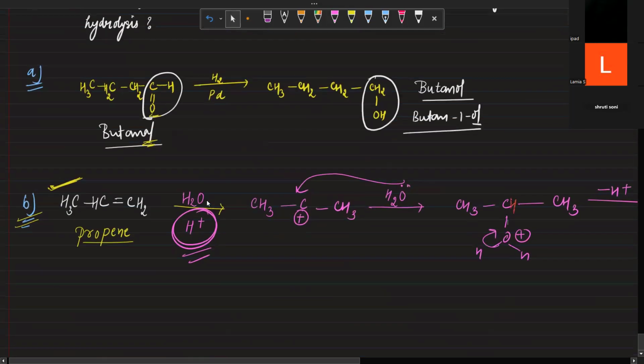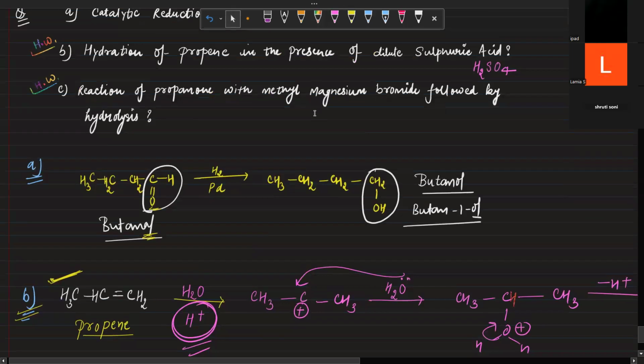Okay. Now tell me. Oh, sorry, that's my bad. I thought the sulfuric acid reaction would be a little different. It's a hydration, so it should be the same. Okay. So read out the question, and now try the C. Reaction of propanone with methyl magnesium bromide followed by hydrolysis.